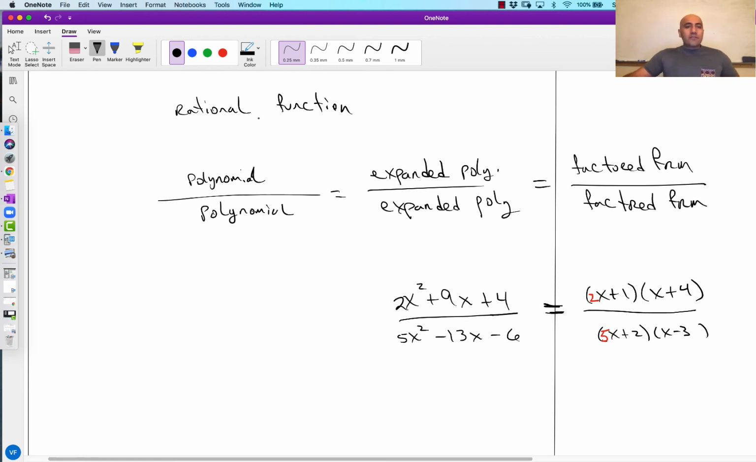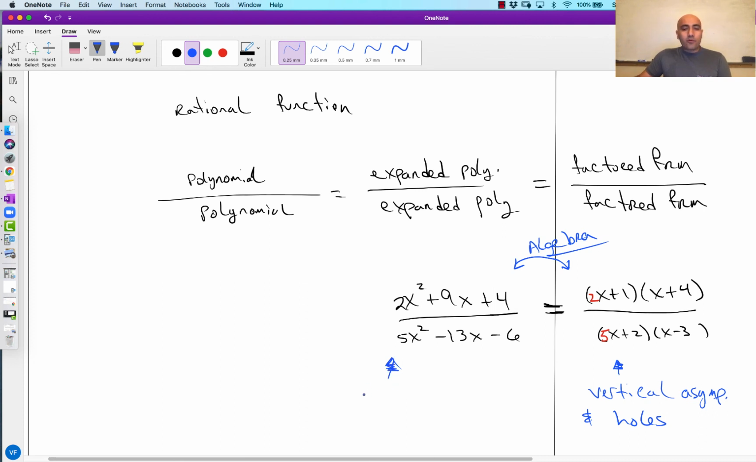Okay, well, we can use algebra to go back and forth between these. Sometimes it's a lot of work, sometimes it's not so bad. But we can go back and forth with some algebra skills there. Okay, now in terms of vertical and horizontal asymptotes, having it in the factored form helps a lot for vertical asymptotes and holes in the graph. Whereas having it in the expanded form is helpful for the horizontal asymptotes.